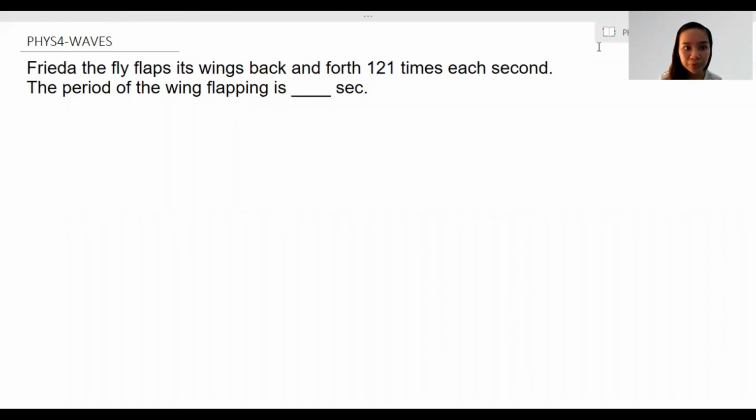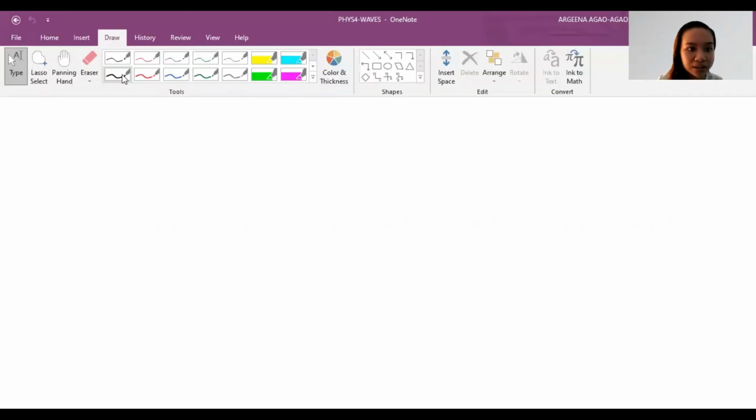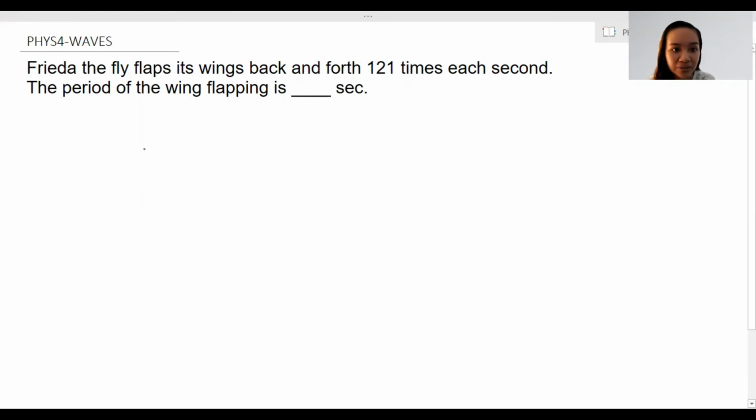So for the fourth example, we have here, Frida the fly flaps its wings back and forth 121 times each second. The period of the wing flapping is blank seconds. So we are going to determine the period again. The given in the problem is 121 times each second. This is actually the frequency, from the wording itself, that's 121 per second. So you can write this as 121 seconds raised to -1, or this is 121 hertz. So this is just your frequency.